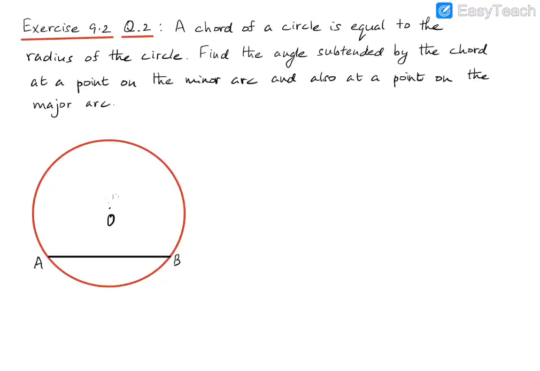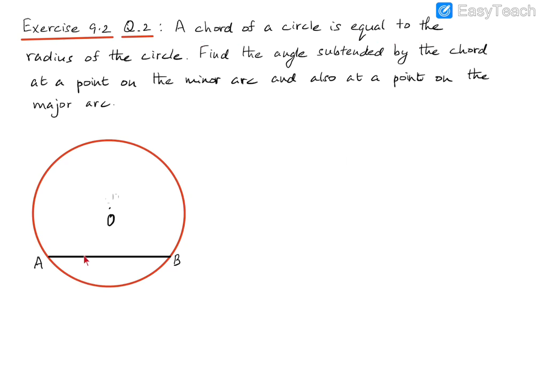In this video, we will be solving an exercise problem from chapter 9, exercise 9.2, and this is question number 2 in exercise 9.2 in the CBSE textbook of class 9. Okay, so we are given that a chord of a circle has a length that is equal to the radius of the circle.